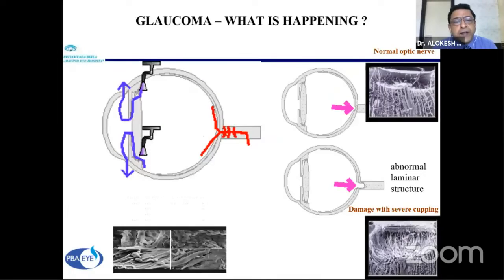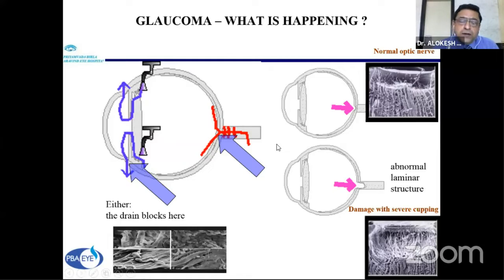So in primary open-angle glaucoma, the major seat of the pathology is at the angle of the anterior chamber, where in the trabecular meshwork, whether due to old age or due to genetic factors, there are fusion and widening of the trabecular beams, and there is an extracellular proteoglycan matrix laydown which decreases the outflow and thereby causes a rise in the intraocular pressure. And this in turn causes damage to the optic nerve.